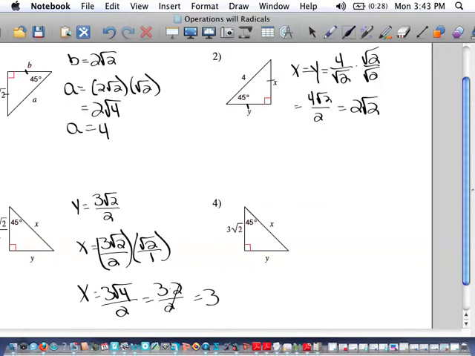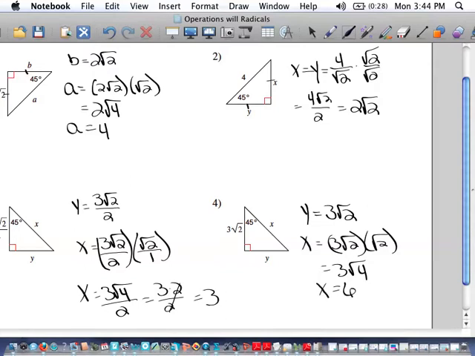Number 4, again, y is equal to 3 square root of 2. X is equal to, then, the leg, 3 root 2 times root 2, which gives me 3 times the square root of 4. Square root of 4 is 2, so x is equal to 6.